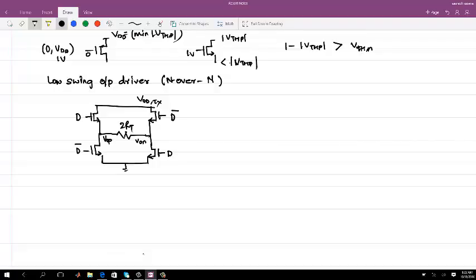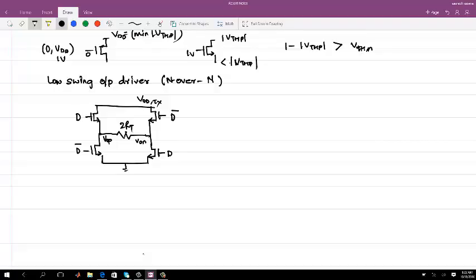Okay. So in this case, there is no limit for the lower side. You can go as low as possible as long as you have 0 and 1 volt available to you. Here the actual problem is going higher. We will see the problem later, but this is basically used for a low swing voltage mode output driver.